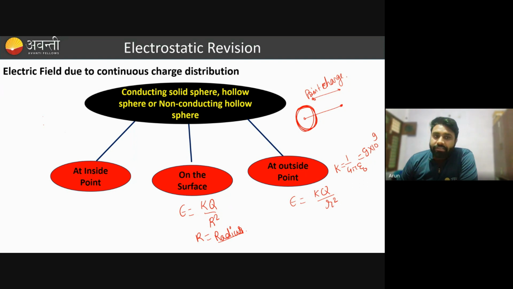Now if a point lies inside the sphere, we know that inside there is no charge, in the case of a conducting solid sphere and a hollow conducting sphere. If there is no charge, there will be no electric field. So at an inside point, the electric field will be 0 because there is no charge enclosed by it.